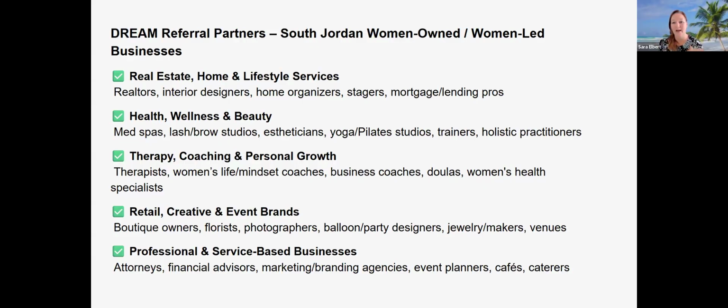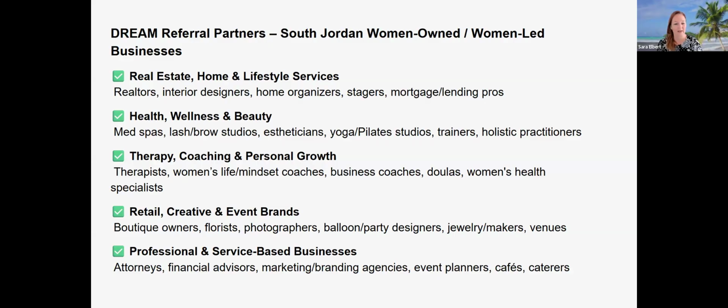People who are already established women-led businesses are great for building up our community and having it be solid. So that's people in real estate, home, lifestyle services, health, wellness, and beauty, therapy, coaching, personal growth. You notice we have a lot of these already. Creative, retail, in that styling, like we have a launch coming up for stylish consignment, brand name stylish consignment. So just experiences around things that are kind of feminine.